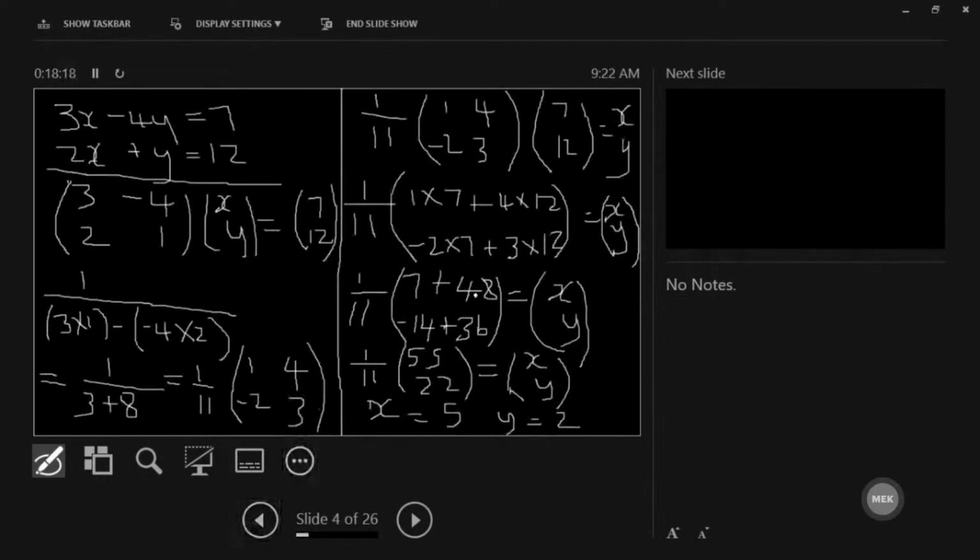And remember, simultaneous equations, you plug in your values. So x is 5, y is 2, 3 5s 15, 4 2s 8, 15 minus 8 is 7, 2 5s 10, plus 2 is 12. So you plug your values back in to check that you are correct.